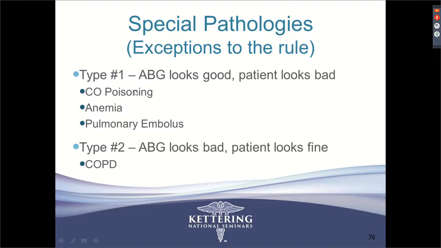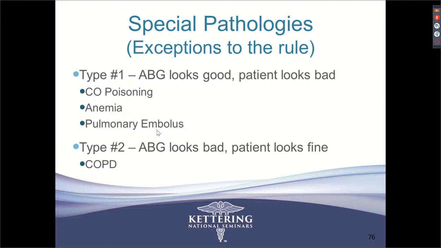And so, of course, in CO poisoning, we have to put them on a high FiO2 and hyperbaric until we get the carboxyhemoglobin less than John's favorite number, 20, right? Okay. And then if it's anemia, we're going to give them blood. And then if it's a pulmonary embolus, we're going to give them clotting drugs.